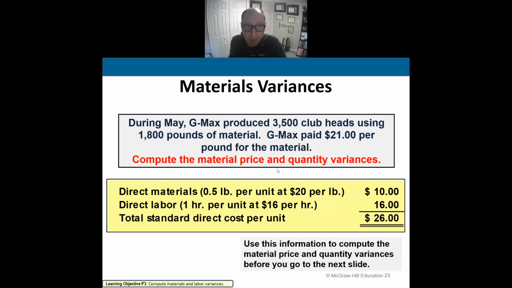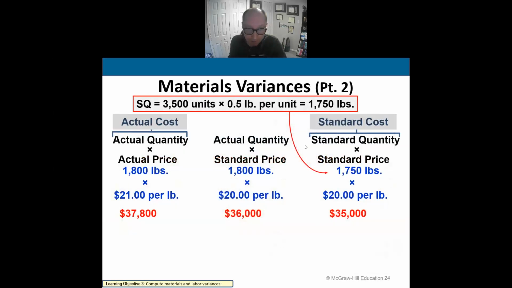So let's compute the variance. Now the standard is $20 per pound. 1,800 pounds at $20 per pound, that's 36,000. The actual was $21 per pound. So 1,800 pounds times $21 per pound, 37,800. Yeah, that's a lot.